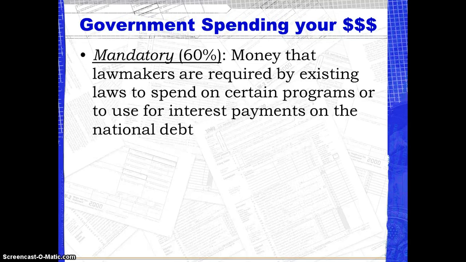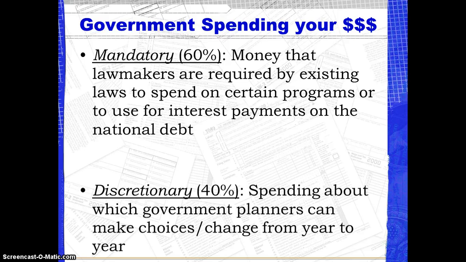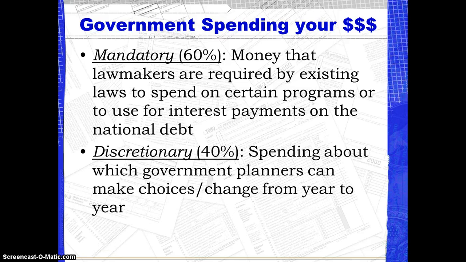When government spends your money, it spends about 60% of the tax money collected on mandatory spending. They spend the other 40% on what we call discretionary spending, just like in the last slide, that's making choices and changes from year to year.